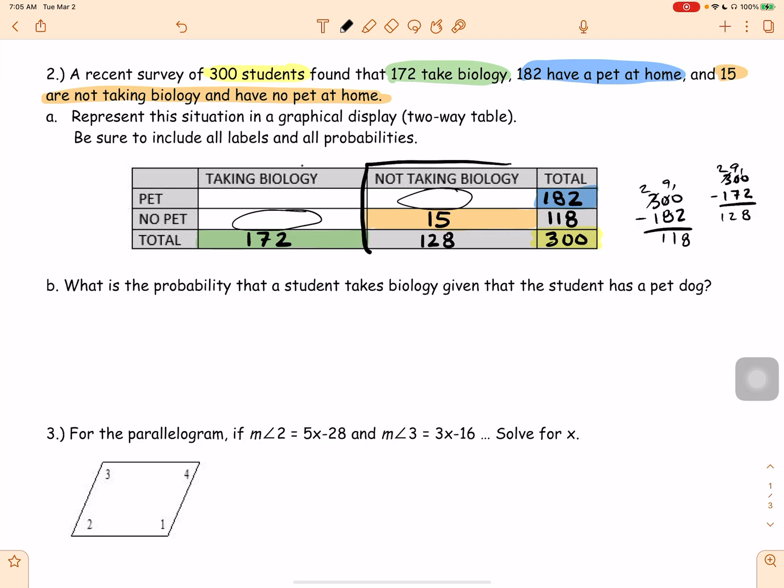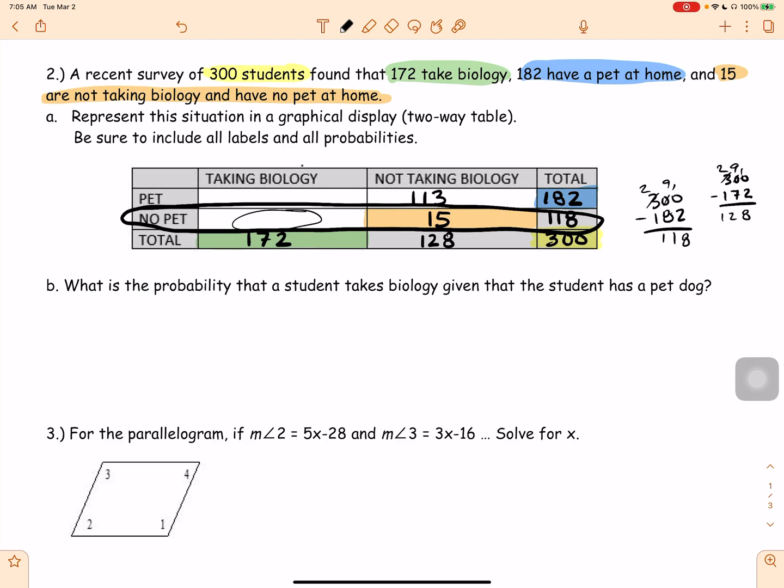So here, out of not taking biology, 15 of the students not taking biology do not have a pet at home. So 128 minus 15 is 113. So 113 students who are not taking biology do have a pet at home. And I'm getting that from these over here. Everything lines up. Okay.